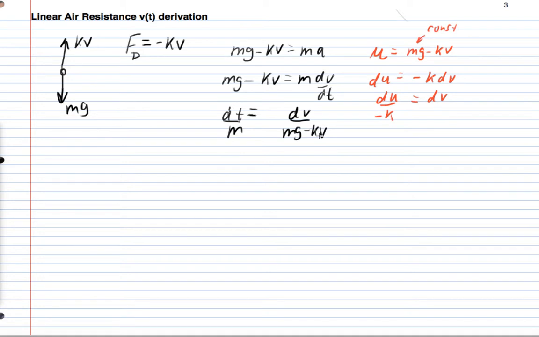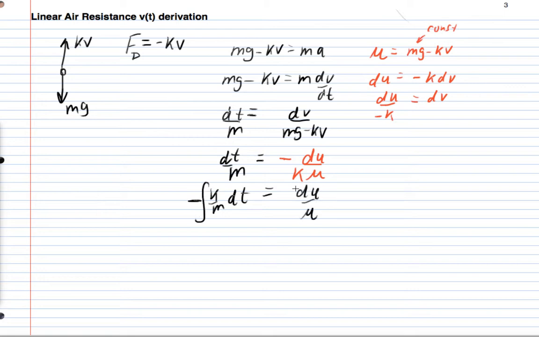So let's put those expressions back into our differential equation, and we have dt over m equals negative du over u with this k on the bottom. And I'm going to bring that k over to the other side, so we end up getting k over m dt, and I'll put the negative sign here too, equals du over u.